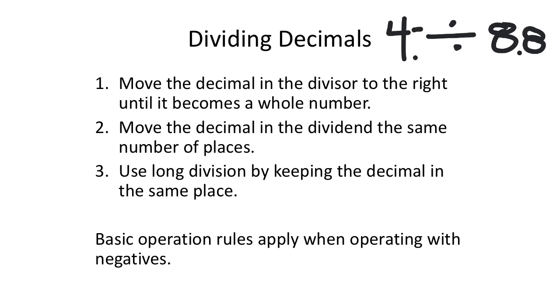If it was 4.3 divided by just 8, that's not a problem. We can use long division with that. But as soon as it becomes 8.8, that's where we need to change that 8.8. Again, I'm going to move this decimal 1 to the right. But if I do it to that number, I've got to do it to the other number as well, because this is really a fraction. If I change the denominator, or in this case the divisor, then I have to do it with the numerator as well, or the dividend. Otherwise, I've changed the value of the fraction.